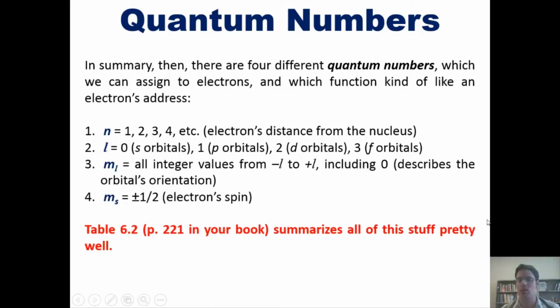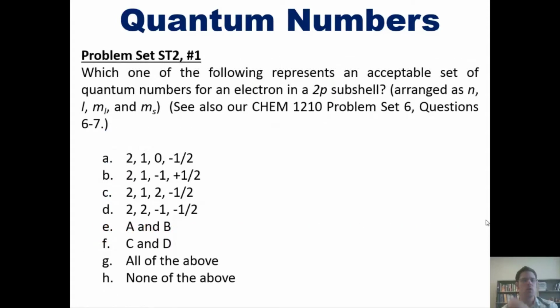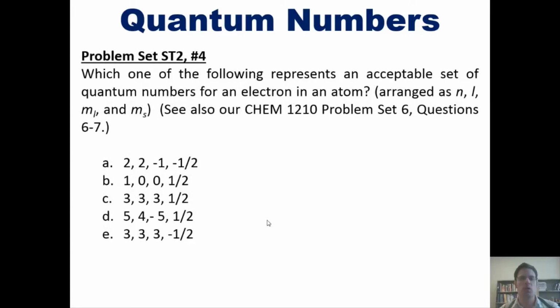And that brings us then to a couple of quantum number questions. Which one of the following represents an acceptable set of quantum numbers for an electron in a 2p subshell? Now, I'm not going to answer this question for you, but we'll post a link here to a separate video in which I answer some similar questions that you're welcome to watch for some help. Here's another one. Which one of the following represents an acceptable set of quantum numbers for an electron in an atom? Okay, it's essentially the same question with different sets of numbers. Once again, I'm not answering this for you here, but we'll post a link to a separate video in which you can watch me do some similar problems to help guide you if you like.